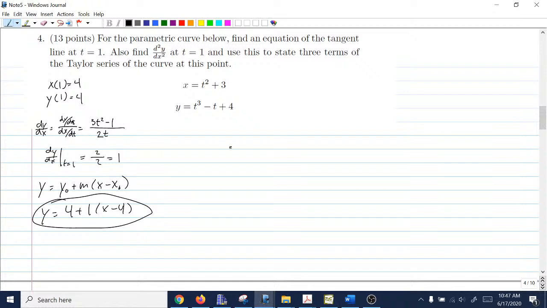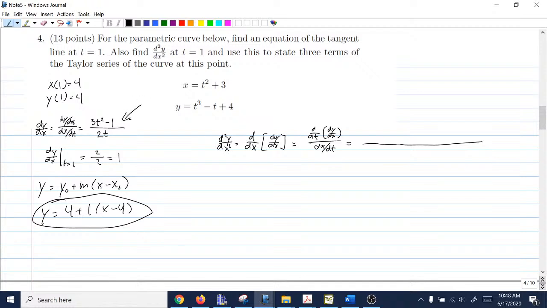To find the second derivative, I need to think of this as being the derivative with respect to x of dy dx, which is the derivative with respect to t of dy dx divided by dx dt. My dy dx formula is this.